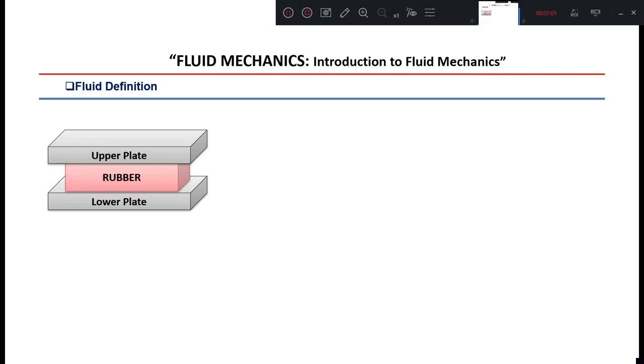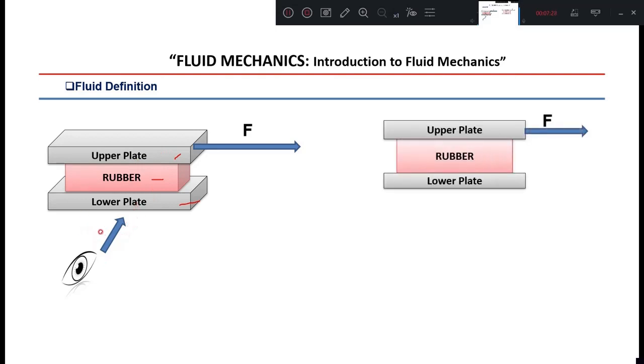An upper plate here, this is the upper plate, and the lower plate. Now we have a solid matter, say a rubber, which is tightly held between these two plates. Looking from the front, we observe the arrangement to be like this: the upper plate and the lower plate, and in between the plates a rubber is held.